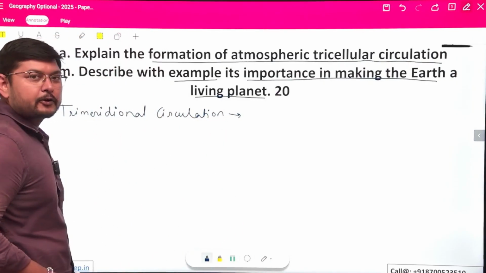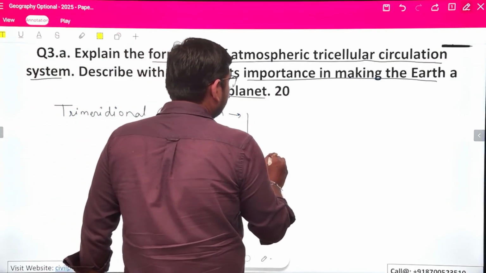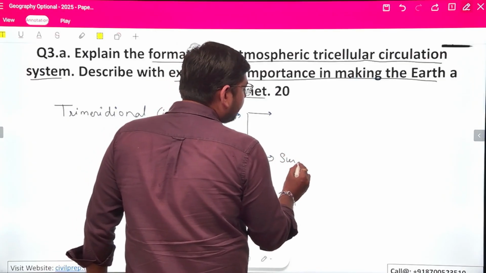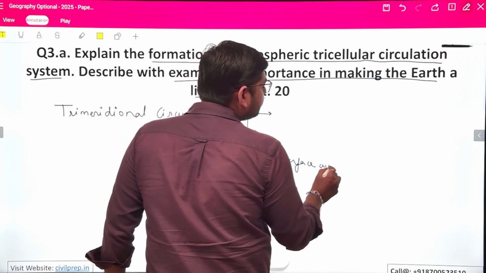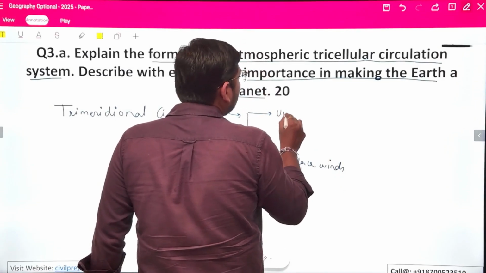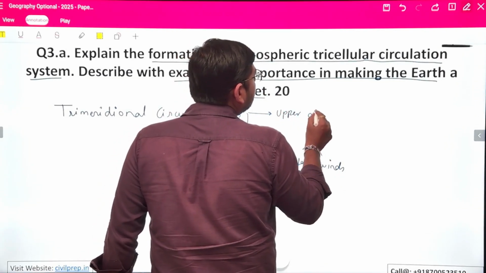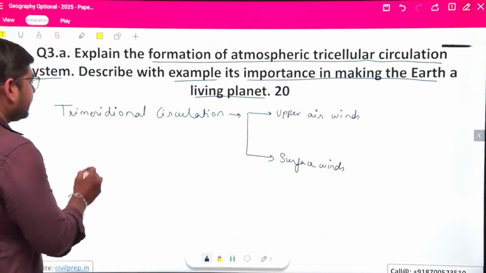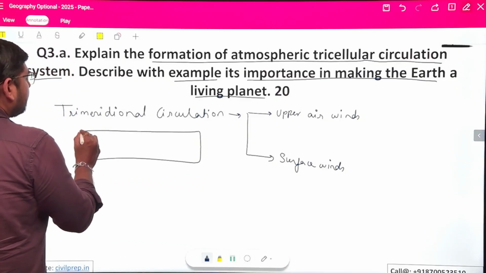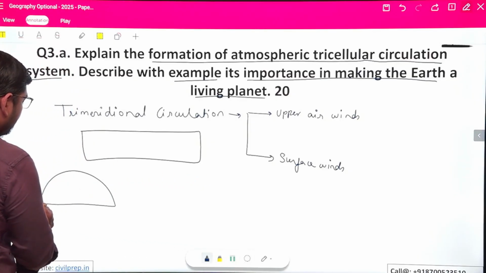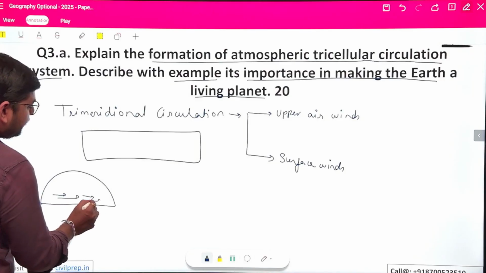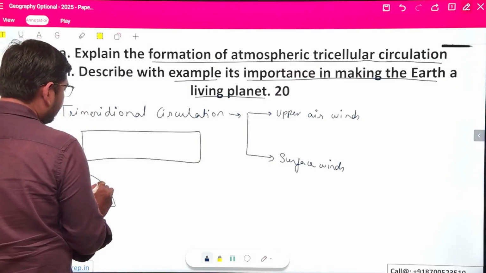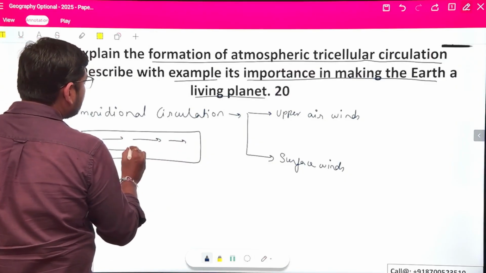Under this circulation, we need to look at two aspects. Number one, it has to be seen from the perspective of surface winds and the upper air winds. Now, here we need to see two aspects. When the winds are moving in a horizontal manner, that is within the same latitudes, this type of wind movement is called zonal circulation.